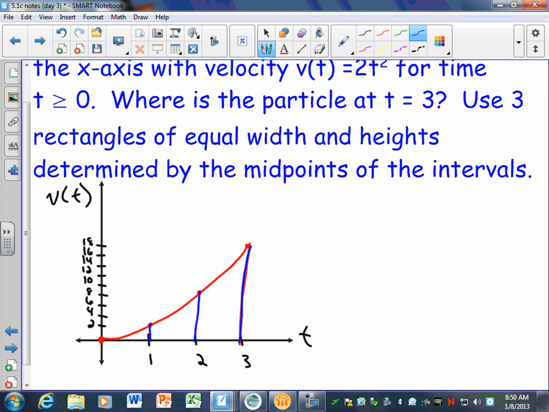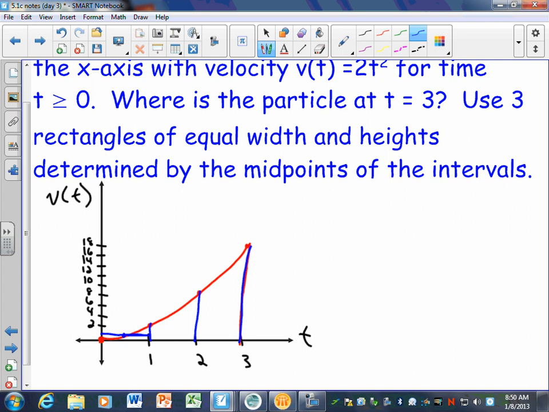And they say use the height of the rectangle is determined by the midpoint of the interval. So the midpoint of each one of these, so the midpoint between 0 and 1, do you agree that that would be like at a half? Sorry, my heights aren't so good here. If I drew that as the height, do you agree that that makes a really little rectangle here?